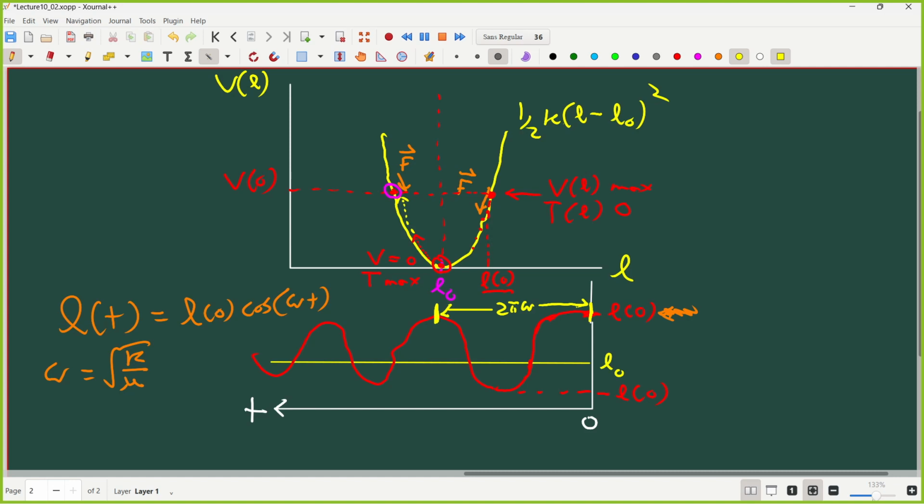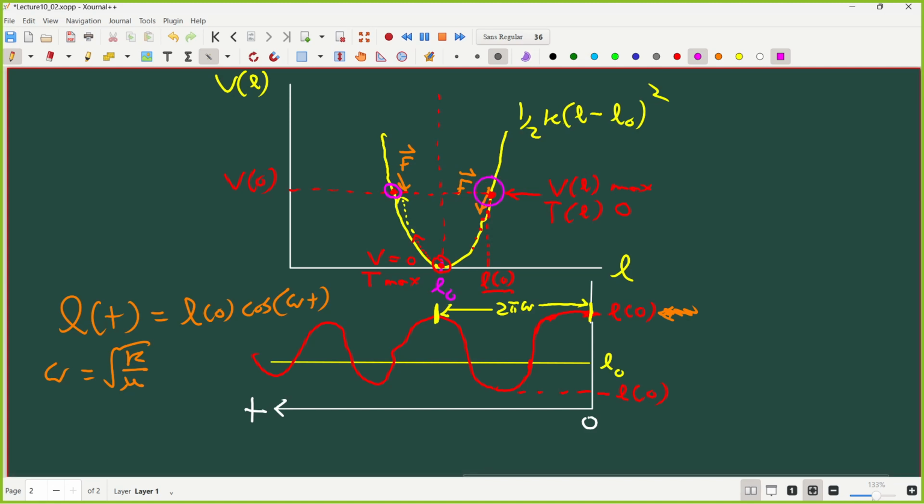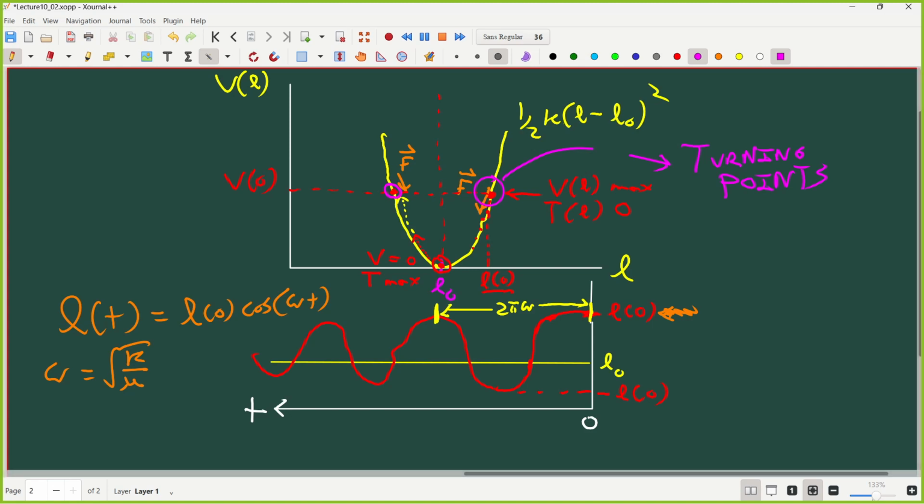So it's very interesting that you get this oscillatory behavior from something that doesn't look oscillatory. But this is the idea: because energy is conserved, the system just oscillates back and forth between these two points on the edges. I mentioned these points last class, but I'll redefine them for you. These points right here are called the turning points.